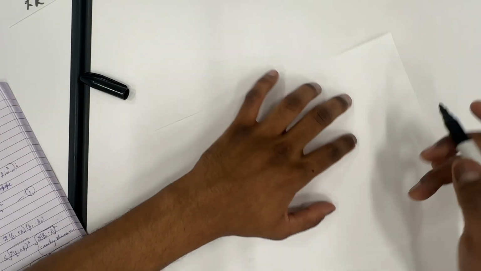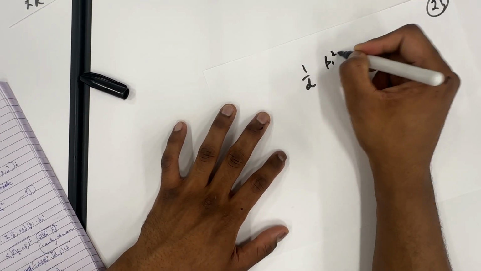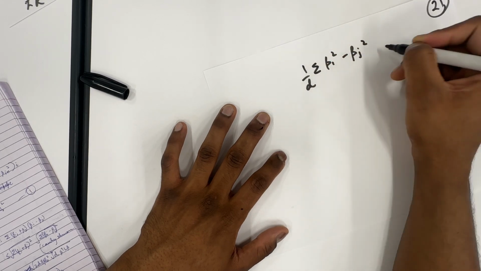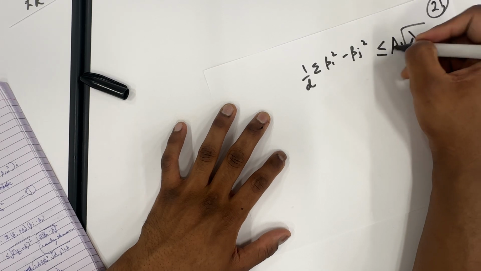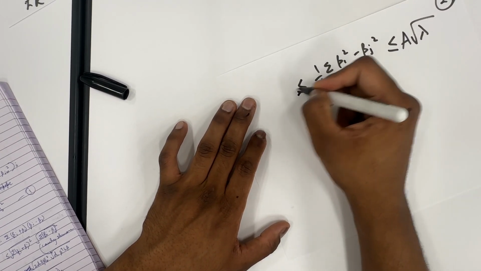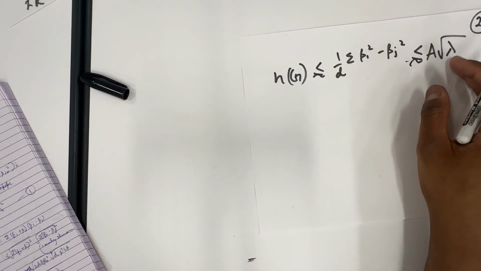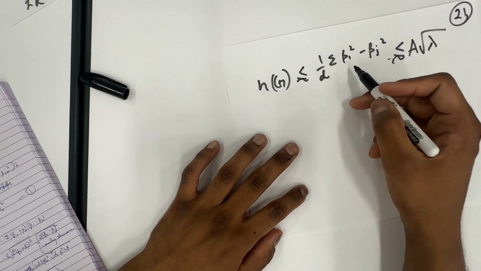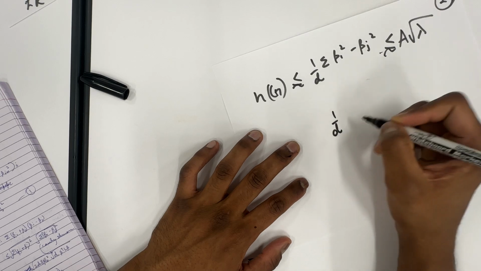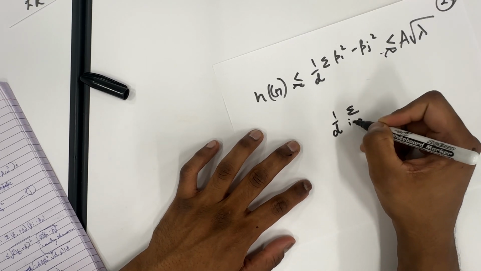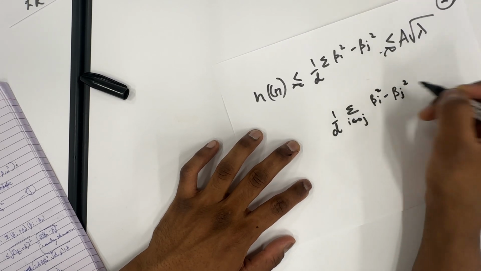So what's the goal now? That given this intermediate quantity, this is less than square root lambda up to some constant, let's say, and it is greater than h of g, some constants, whatever. Now why is this quantity helpful? This quantity is helpful because it's like a telescoping sum. Let's say I look at all ij edges, beta i minus beta j whole square.